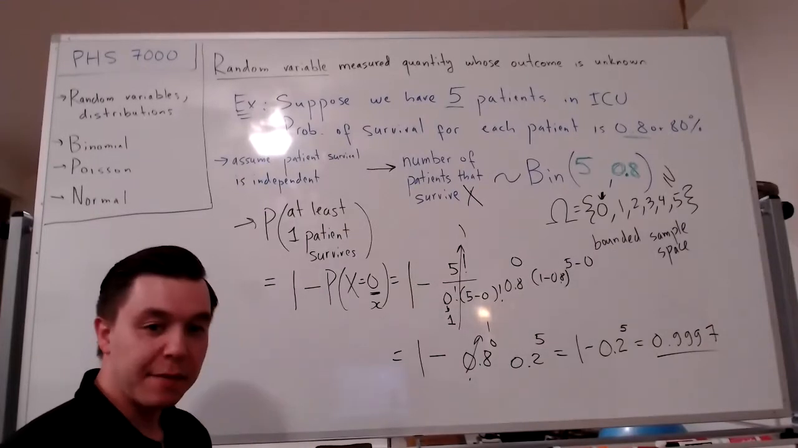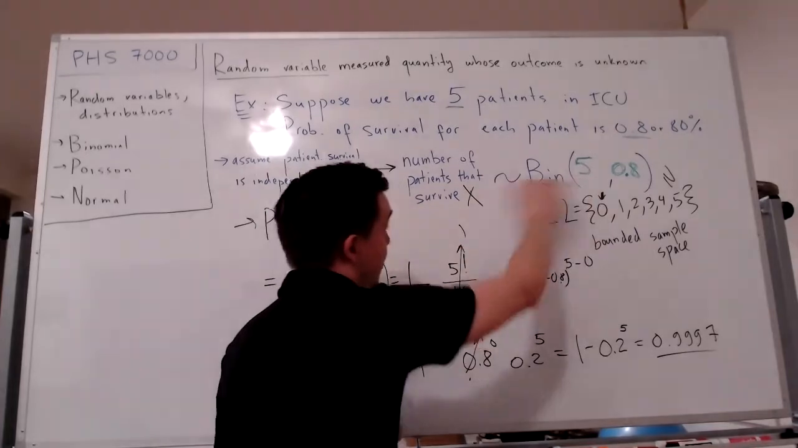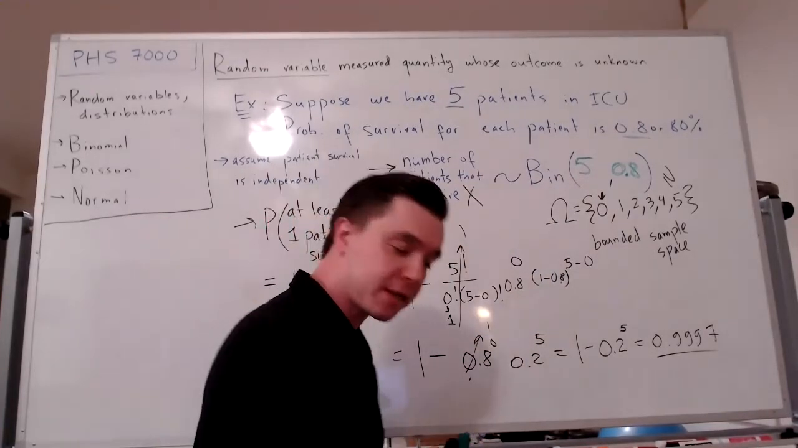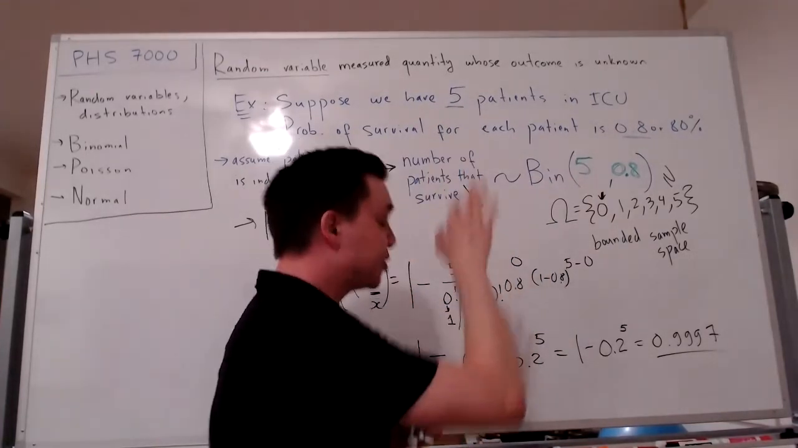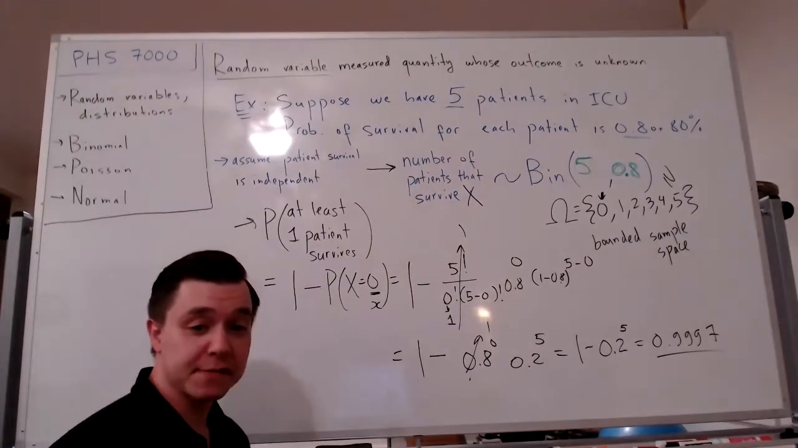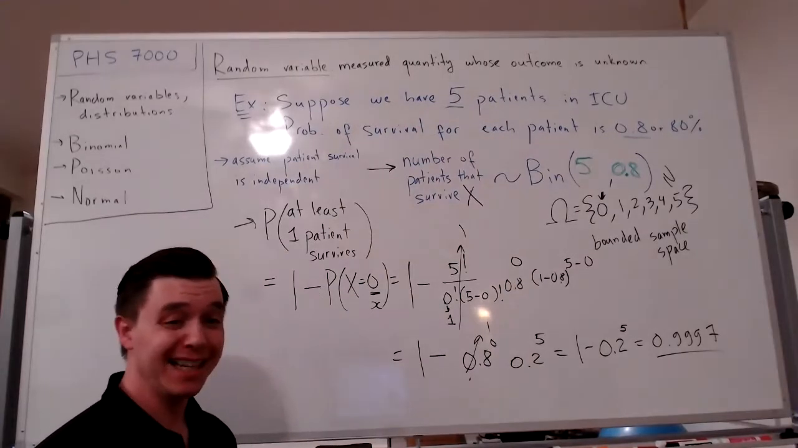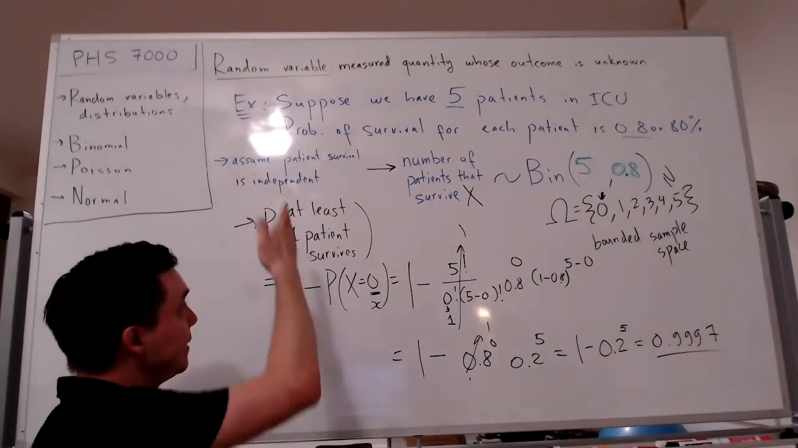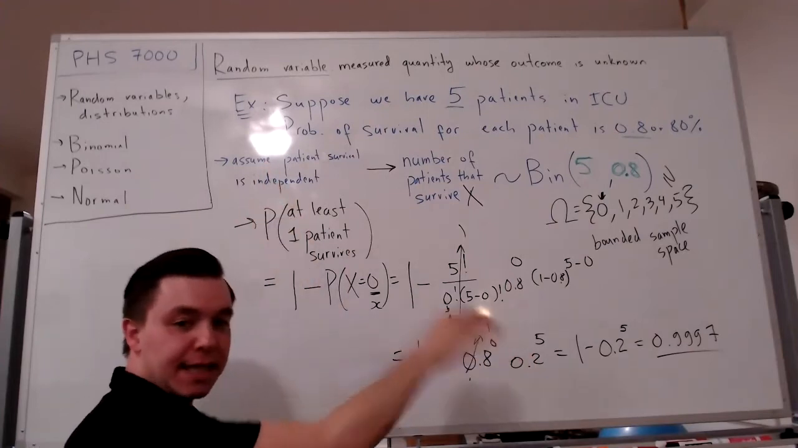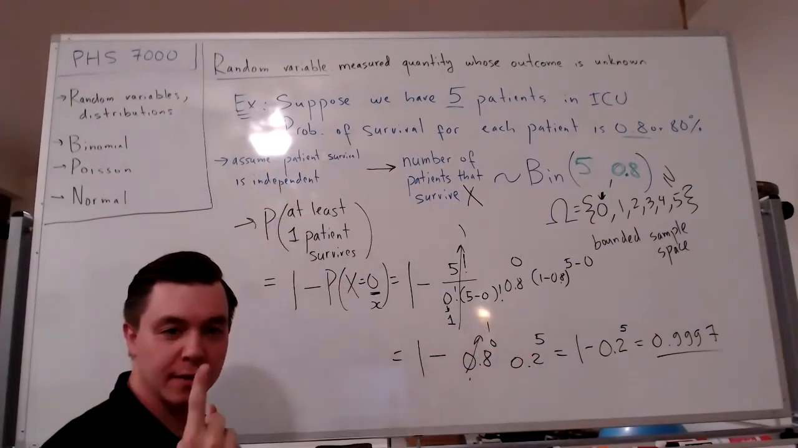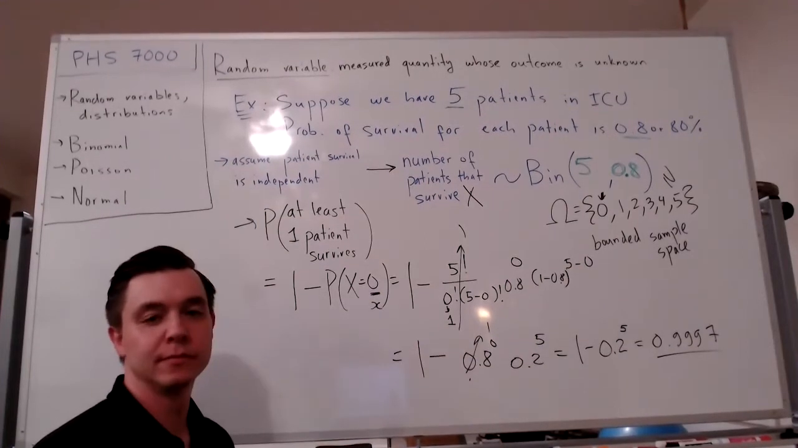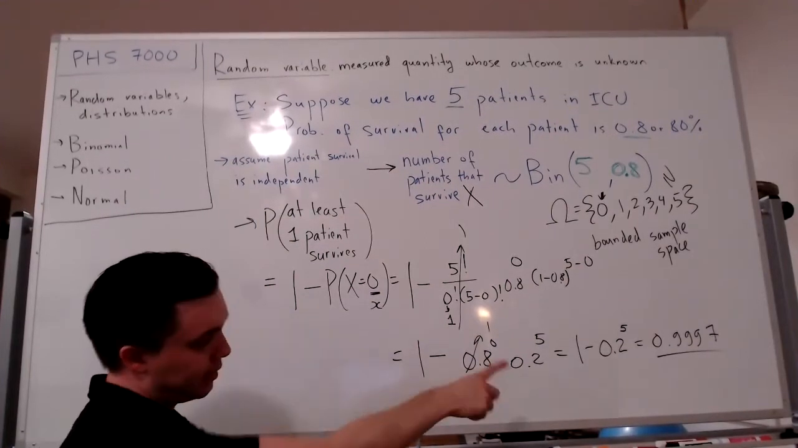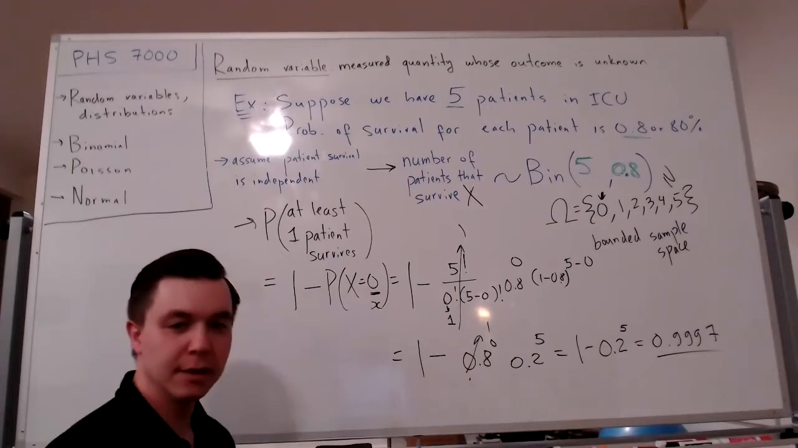So with this setup, I have 5 patients, and the chance of survival is 80% per patient. The chance of all 5 surviving was only 1 out of 3. Those are not great chances. At least one, I am nearly certain that at least one of these guys is going to pull through. At least one is almost certain to pull through.